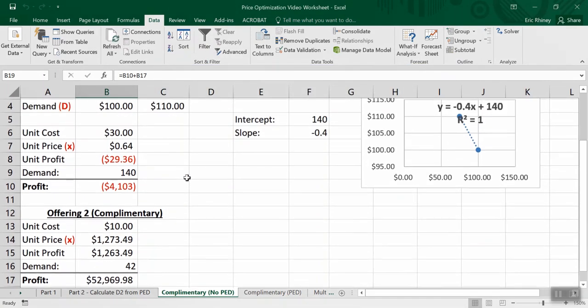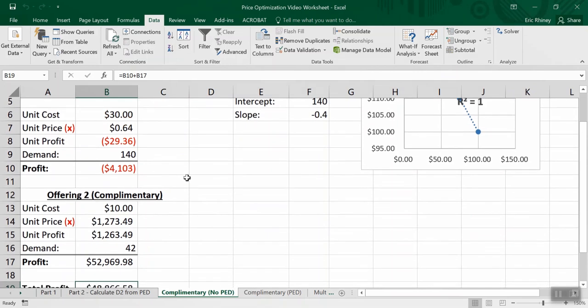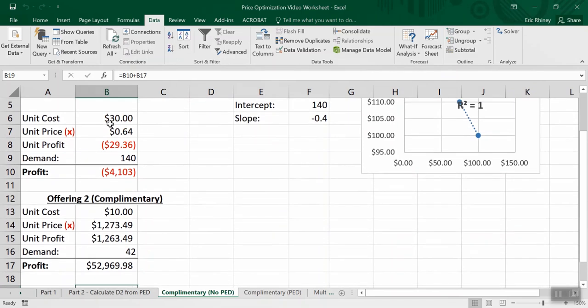All righty. So if we look at this at this point, for offering 1, wow, it says that we should sell offering 1 at 64 cents. We're actually losing over $29 for that. And as a result, we have a negative profit of $4,103. Now, why is this? Why did it do this?